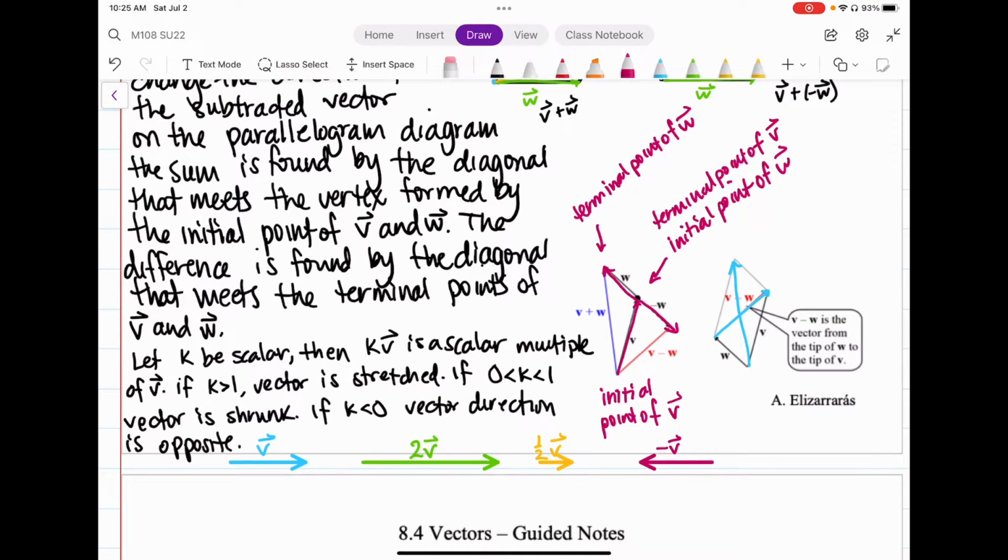When k is equal to 0, this is what we call the 0 vector, and it's denoted by 0, and it has a magnitude of 0 and no direction because it's not there.